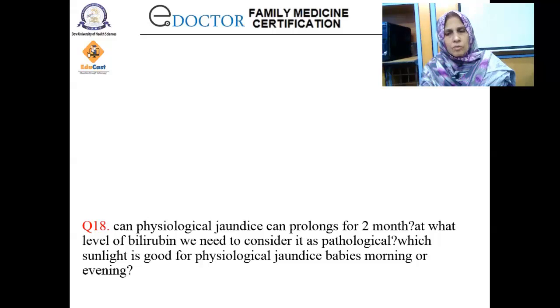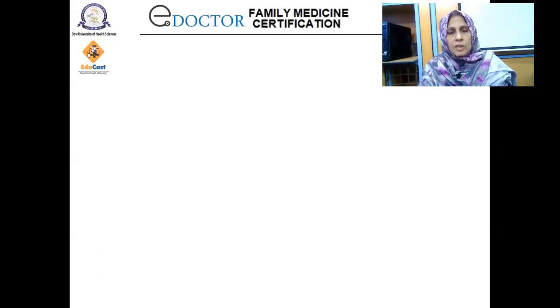It peaks on about the 5th day and comes down by the 10th to 12th day. Usually in term babies, it doesn't go beyond 12 milligrams per deciliter. So any jaundice which appears on the first day of life, or any jaundice which persists beyond 2 weeks, is pathological, and we have to find out the cause. Generally, sunlight per se is not recommended as a treatment for jaundice. If it is significant, then it requires phototherapy.